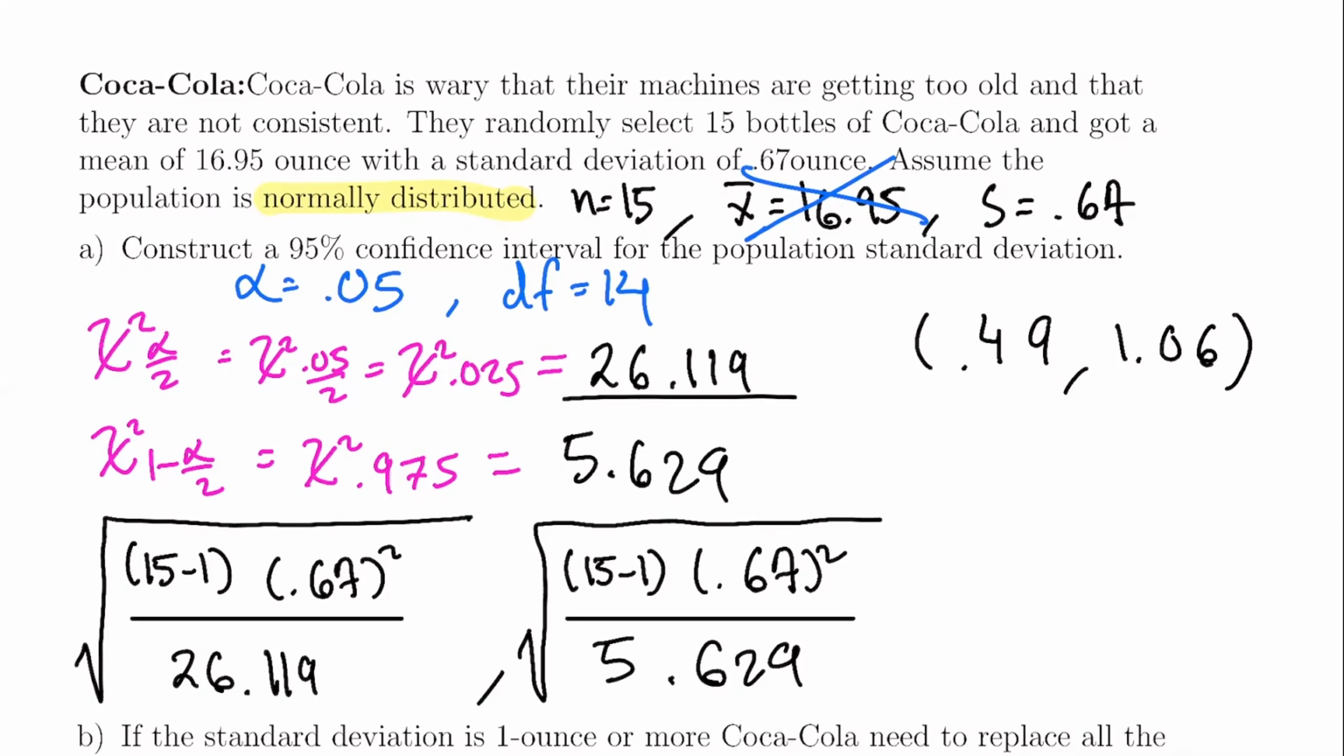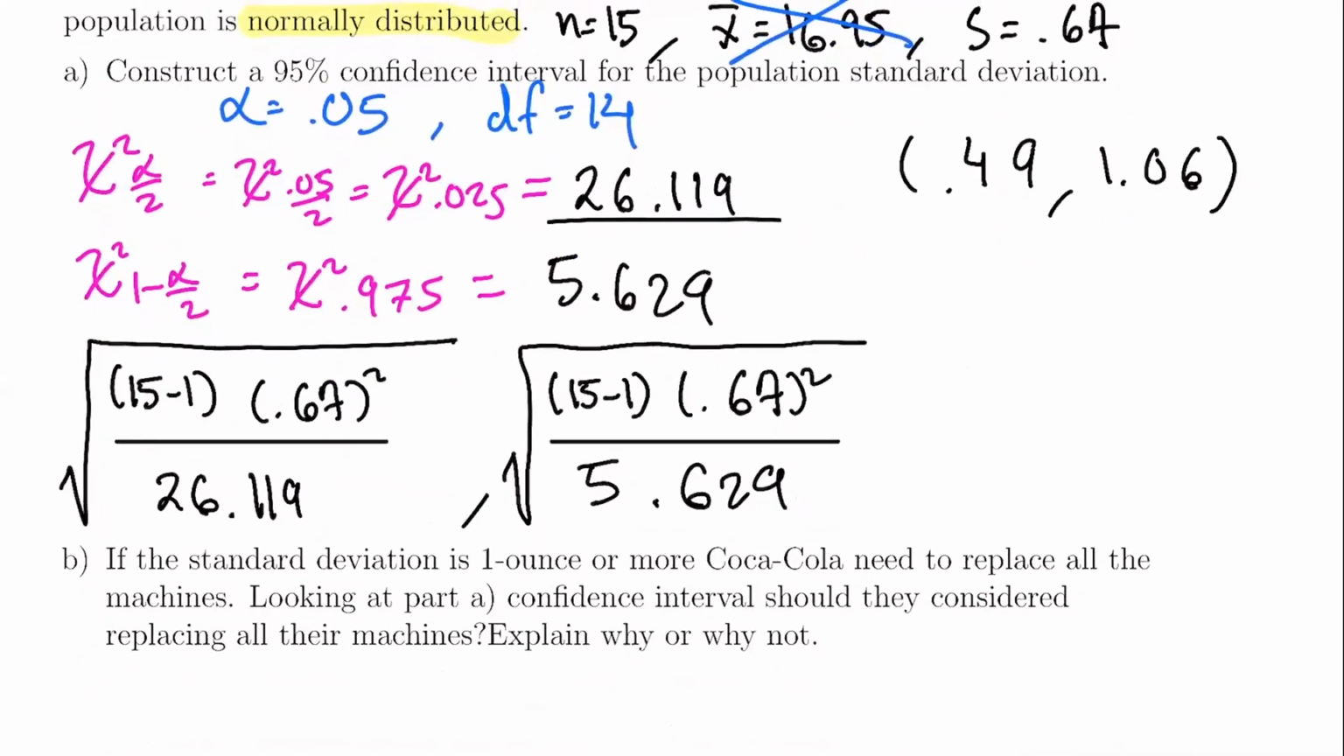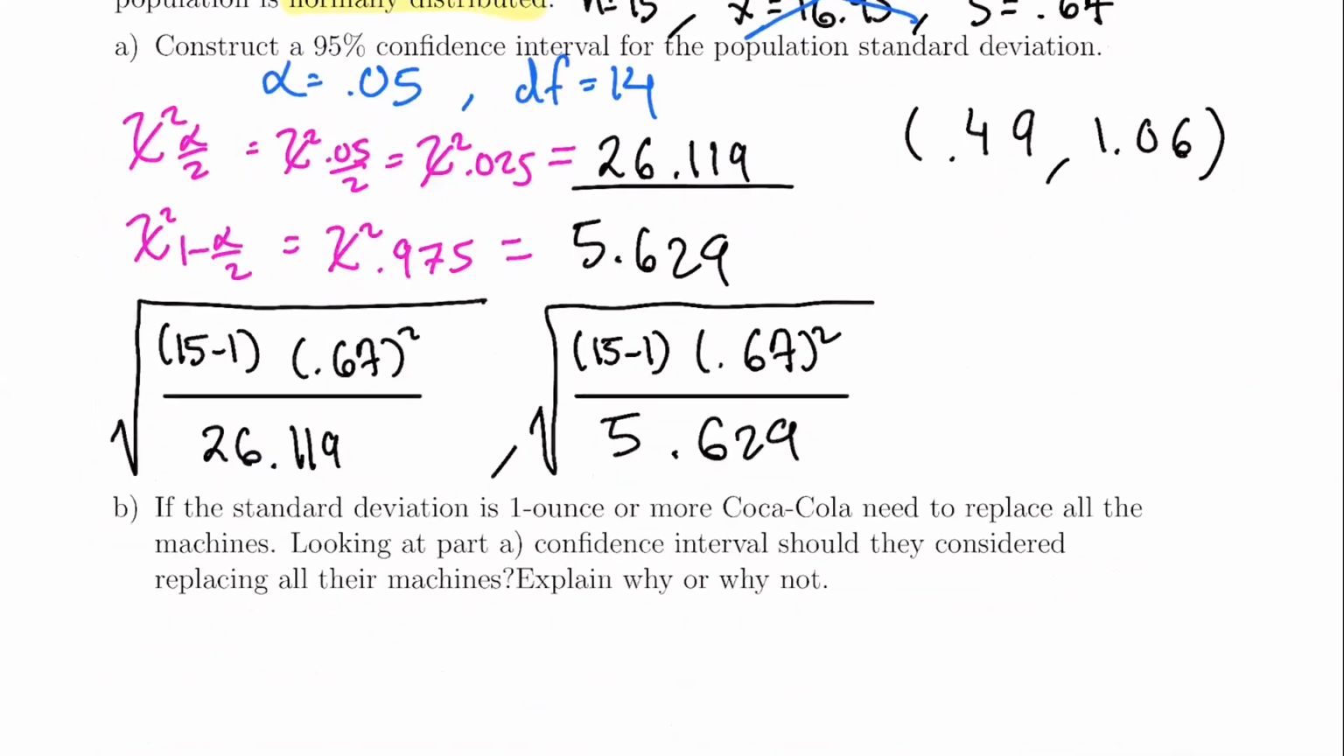All right, let's do B. If you look at the confidence interval, it is telling us the population standard deviation could be anywhere from 0.49 ounces all the way to 1.06 ounces. So we have to use that for part B. It said if the standard deviation is 1 ounce or more, Coca-Cola needs to replace all the machines. Looking at the part A confidence interval, should they consider replacing all of their machines? Explain why or why not.